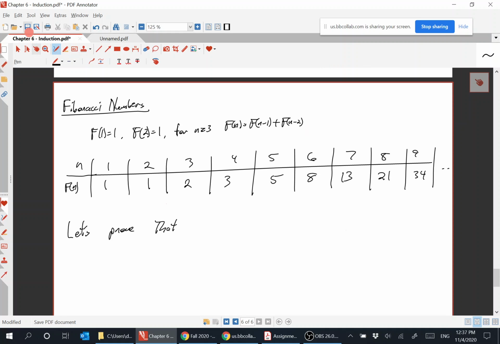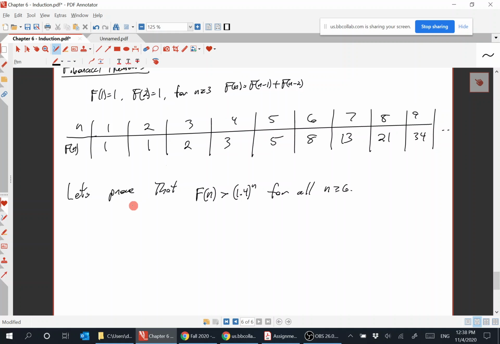All right, so let's prove that. I wanted to use, I had it here earlier, Fn is greater than 1.4 to the n for all n bigger than or equal to 6. So the base case here is 6. Let me check, make sure that's right. 1.4 to the 6. Yeah, okay. All right, so the base case here is n equal to 6.